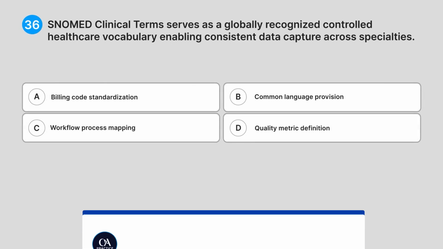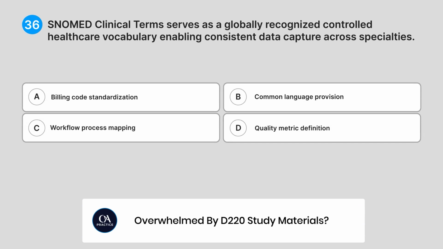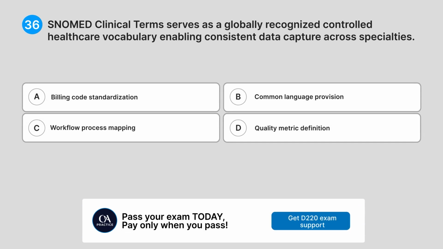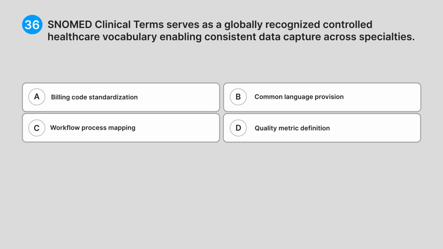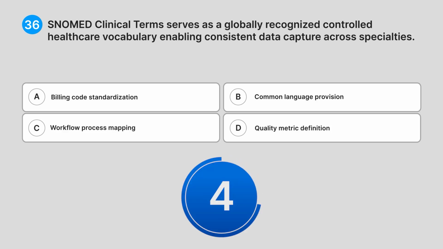36. SNOMED clinical terms serves as a globally recognized controlled healthcare vocabulary, enabling consistent data capture across specialties. A. Billing code standardization. B. Common language provision. C. Workflow process mapping. D. Quality metric definition. Do you know the answer?